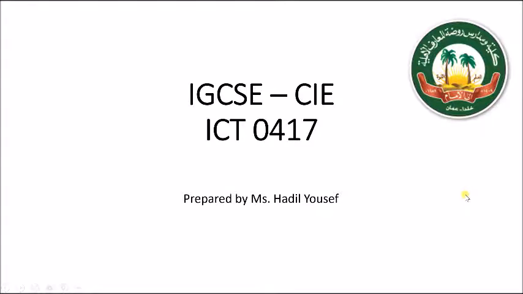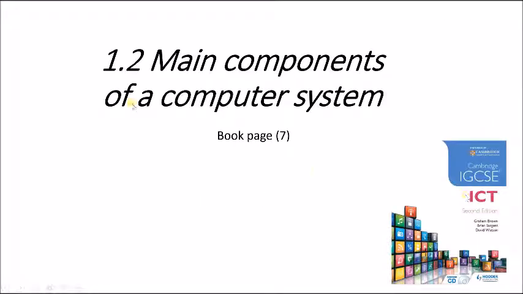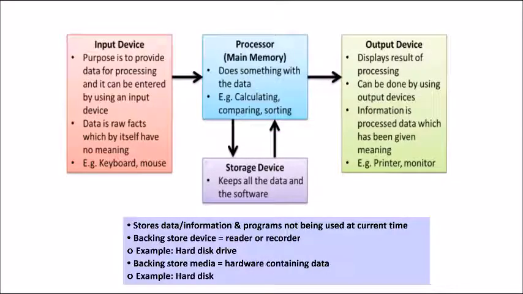Today we will talk about topic 1.2. It's on page 7, main components of the computer system. As you see, we have these four main parts in the computer system. Input device, the purpose of which is to provide the data for processing, and it can be entered by using any input device like keyboard, mouse.